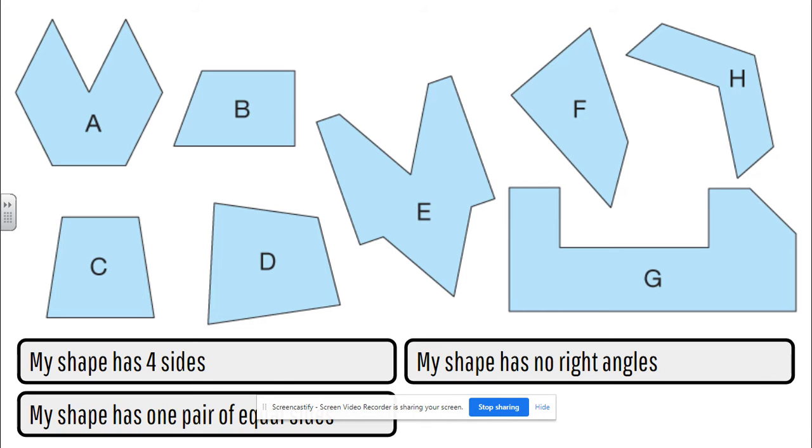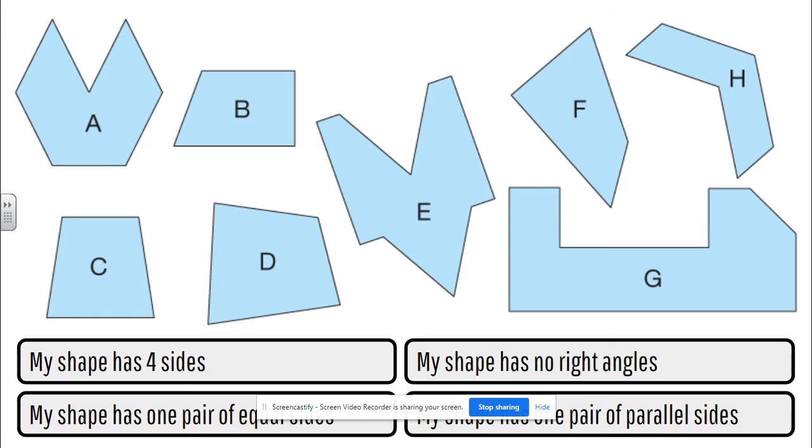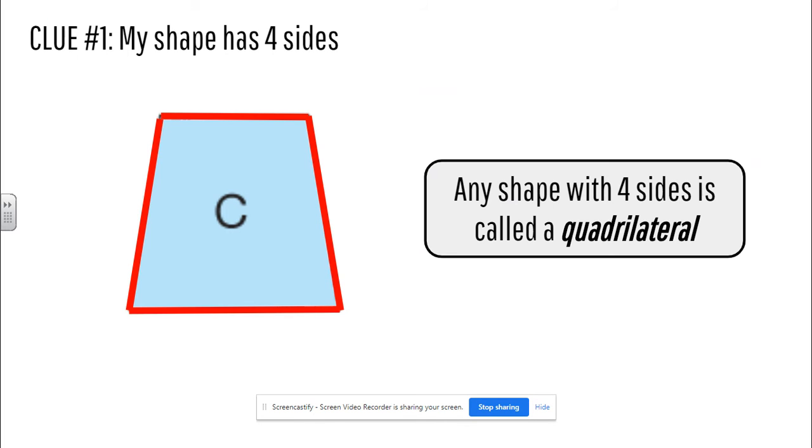My shape has one pair of equal sides. That means that of those four sides that we have, two of them are the same length. And finally, my shape has one pair of parallel sides. And we'll talk about that a little bit more. But hopefully you had a chance to guess which one I was talking about. And if you were correct, you'd be looking at shape C.